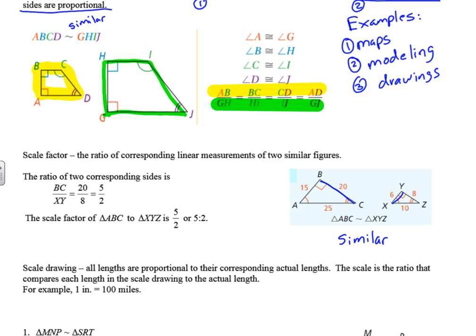Now that shouldn't be XY, that's incorrect. I was looking at that and I was like, wait a minute, that doesn't make sense. That's incorrect, so let's fix that. So it should be BC over YZ. Those are the ones that correspond, and you can look at their positioning in the statement. So 20 over 8, we always want to reduce that. And so the scale factor is 5 divided by 2, or 5 to 2. You can write it either one of these ways, like we talked about in our last lesson, okay?